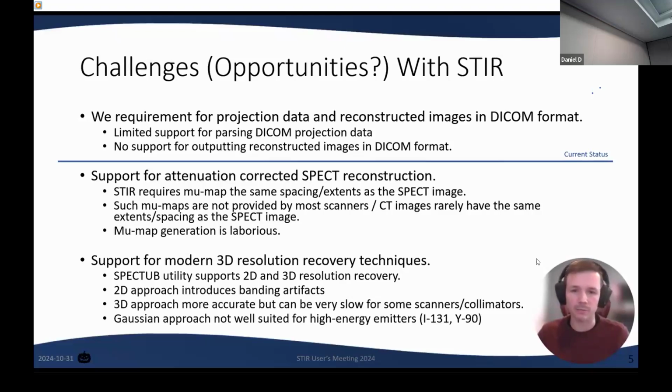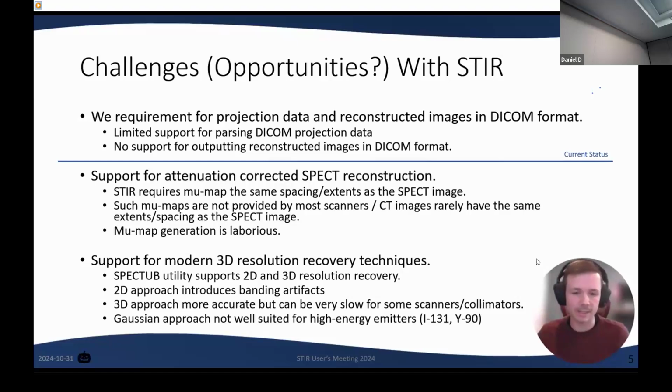So this may require a lot of manual registration and resampling to generate the attenuation map and make it available prior to reconstruction. So we feel like we need to streamline that workflow as much as possible, or potentially reduce the restrictions that STIR has on this part of its reconstruction.